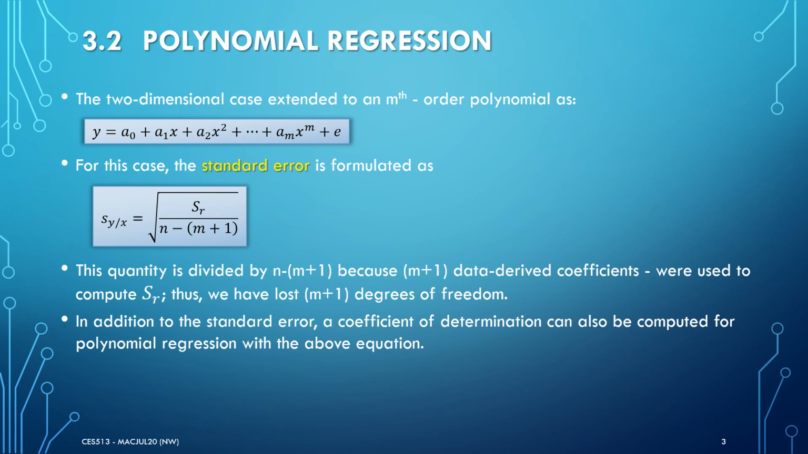plus am x to the power of m plus e. For this case, the standard error is formulated as Sy/x equal to the square root of SR divided by n minus (m plus 1). This quantity is divided by n minus (m plus 1) because m plus 1 data-derived coefficients were used to compute the SR. Thus, we have lost m plus 1 degrees of freedom. In addition to the standard error, a coefficient of determination can also be computed for polynomial regression with the above equation.